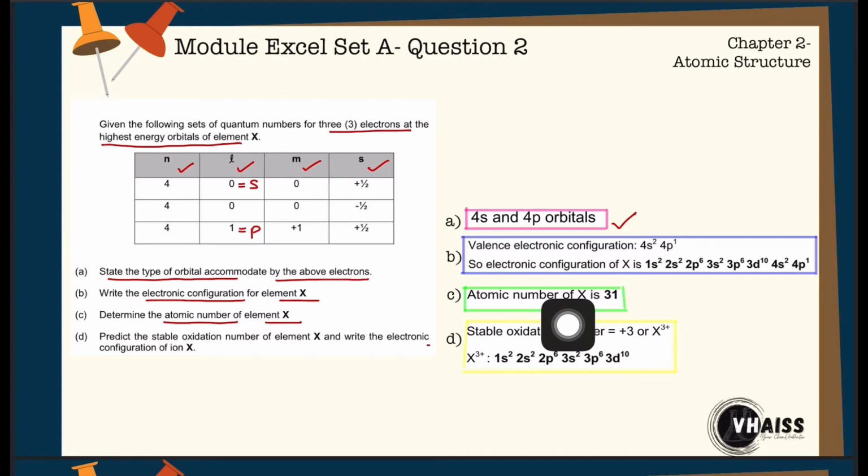For question D, you are required to predict the stable oxidation number of element X and write the electron configuration of it. Now, in order to form a stable ion, you should remove its valence electrons. Element X has 3 valence electrons. So by removing these 3 electrons, we would get an ion X3+ with an electronic configuration of 1s2, 2s2, 2p6, 3s2, 3p6 and 3d10. Now, don't forget to answer the stable oxidation number, which would be positive 3. Remember, oxidation numbers are written with sign first, followed by number.